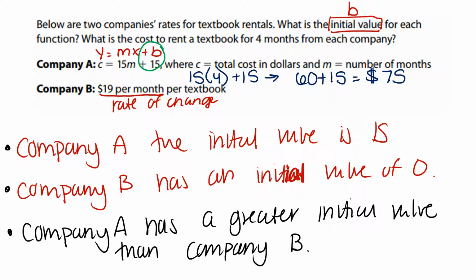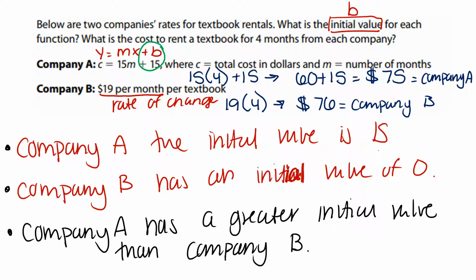For company B, it's $19 per month. So we're going to do 19 times our 4 months. 19 times 4 is going to give us $76 for company B. We could say that company B is $1 more than company A.